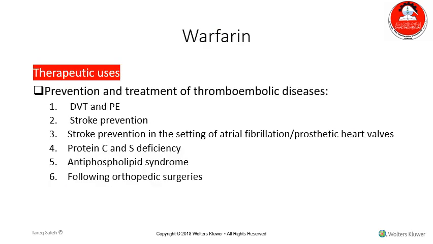So because of its potent anticoagulant effect, warfarin is used for the prevention and treatment of many thromboembolic diseases. For example, warfarin is used for the prevention of deep venous thrombosis and pulmonary embolism. It can also be used for the prevention of cerebrovascular accidents. More importantly, warfarin is used to prevent stroke in patients who have atrial fibrillation or prosthetic heart valves.